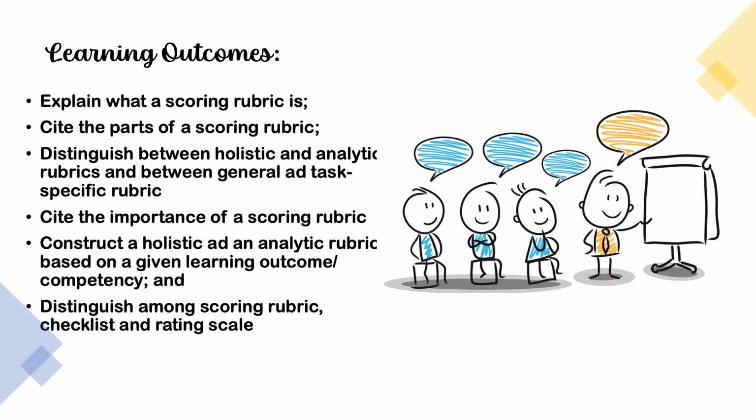But before moving on, be mindful of the following learning objectives. Number 1, explain what is a scoring rubric. Cite the parts of a scoring rubric. Next one, distinguish between holistic and analytic rubrics and between general and task-specific rubric. Next one, cite the importance of scoring rubric. Construct a holistic and analytic rubric based on a given learning outcome, competency, and distinguish among the scoring rubric, checklist, and rating scale.